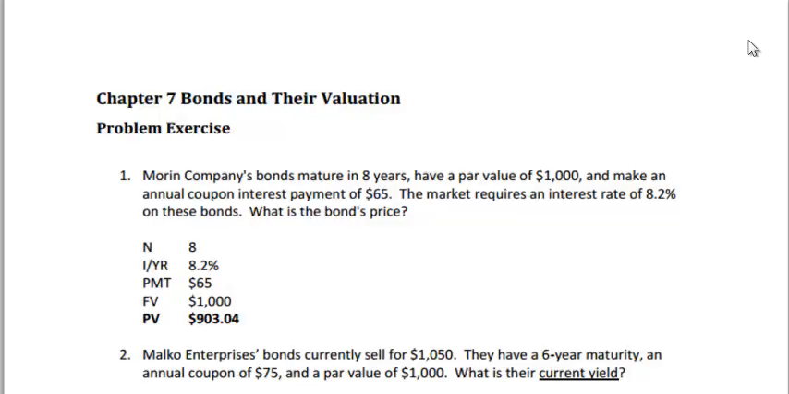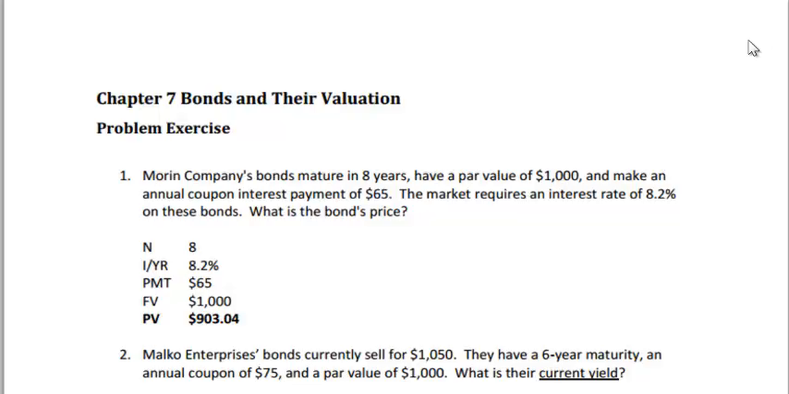Okay, so as we put those values into our calculator, 8 in for N, years to maturity, 8.2 in for I per year, $65 in for payment, 1,000 in for future value, and calculate the present value, we get $903.04. This is an annual bond, so the N, the I per year, and the payment are all based on an annual bond. Additionally, this is at the end of the year.